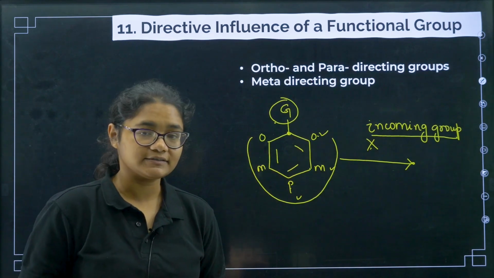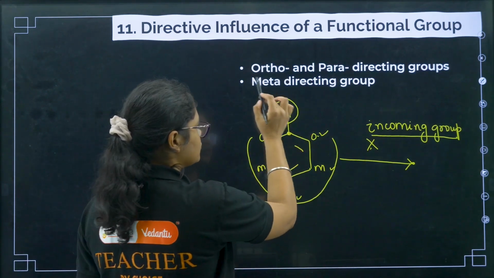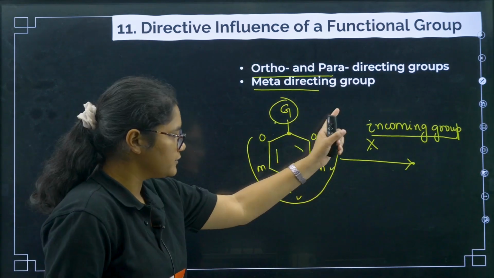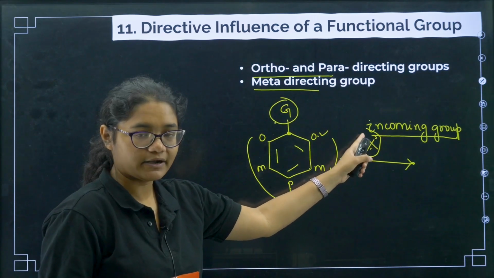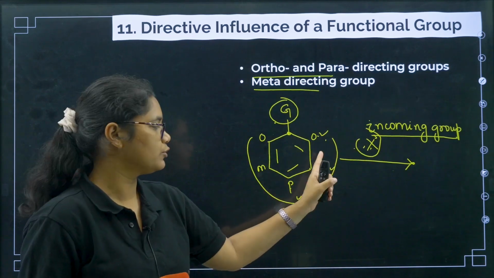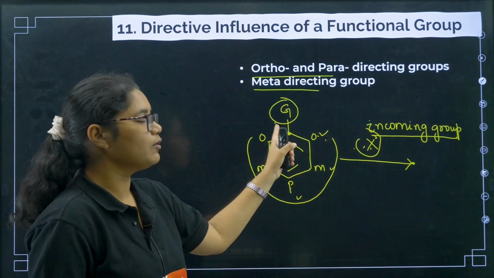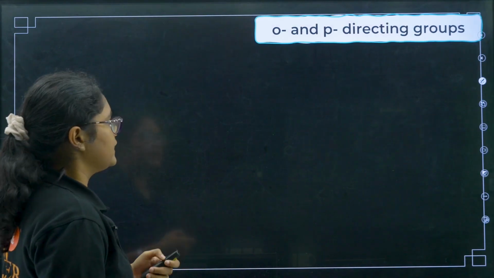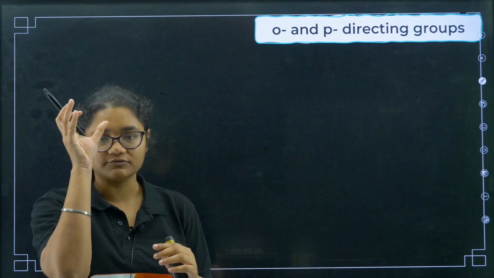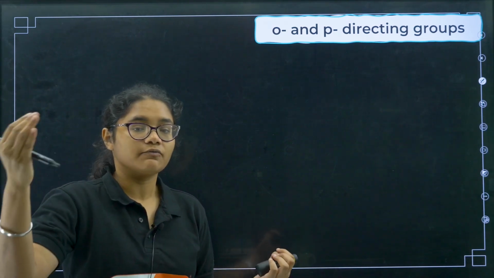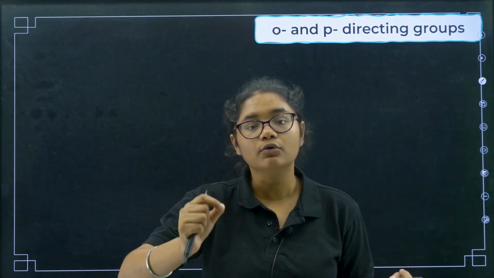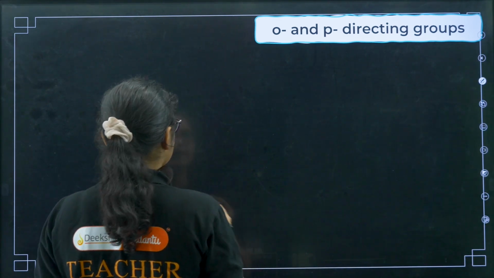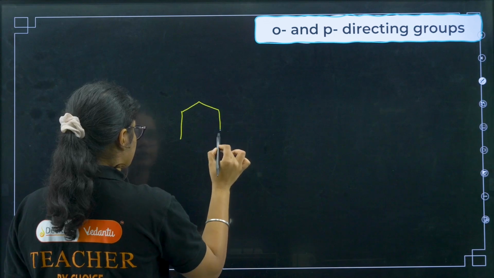There are two types: it can either direct to ortho or para, or it can direct to meta. So whether the incoming group X will go to ortho or para or to meta position will depend on the functional group G present here. Now we will understand it in detail. Which functional groups will direct the incoming X to ortho and para positions? First of all, let us take a small example of OH, the phenol group.